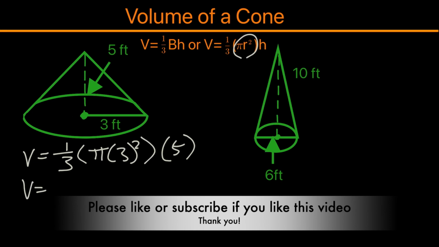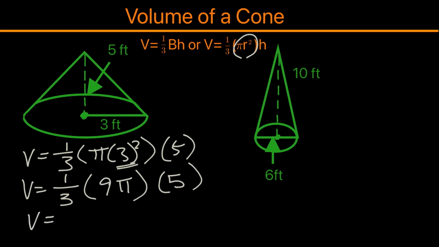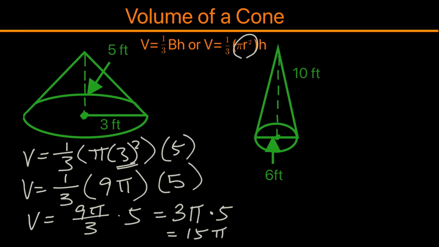So we will end up with 1/3. 3 squared is 9. So we have 9 pi times 5. Then we will have 9 pi over 3 times 5. And 9 over 3 is 3, so 3 pi times 5, which is 15 pi feet cubed. That will be the volume of the cone for the first example.